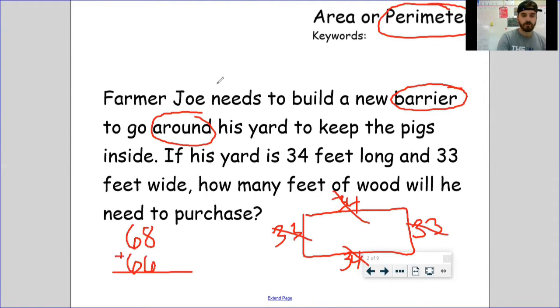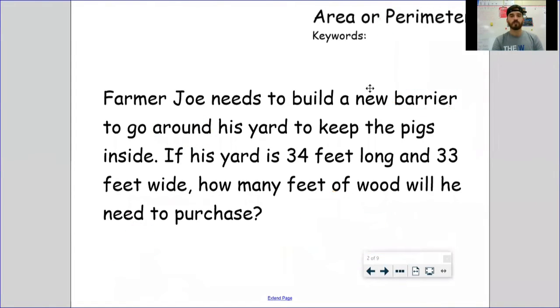And if I add those two together, 8 plus 6 gives me 14. 1 goes. 6 plus 6 is 12, plus 1 is 13. That would be 134 feet of barrier that he would need to purchase to go all the way around. So again, keywords, super important there. Pretty common words that you may see in an area or perimeter question.